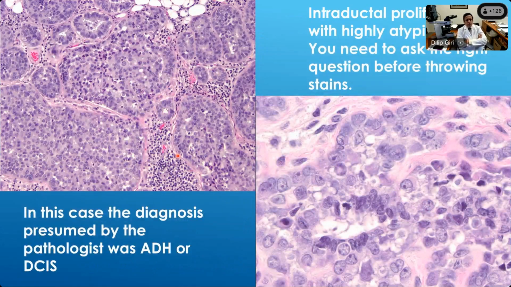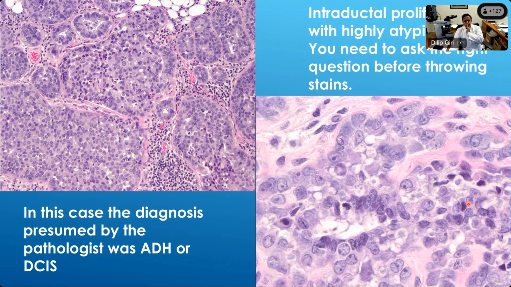Now, when it comes to use of immunohistochemistry, it's important to order the correct stain. Now, this also comes with experience. Here is a case that I saw in consultation a few years ago where the outside diagnosis was ADH for something like this, because these are monomorphic looking cells, solidly occupying ductal spaces. They do look monomorphic. So obviously, it would be reasonable to think that this might be ADH or even DCIS.